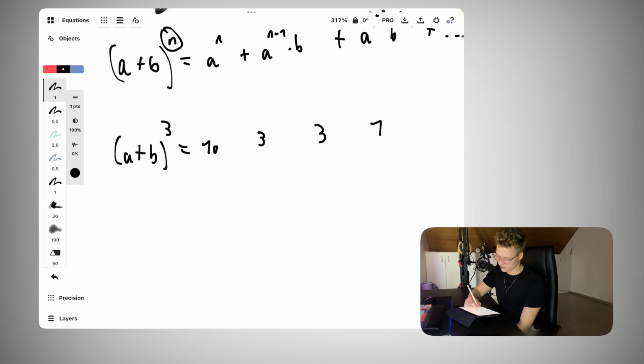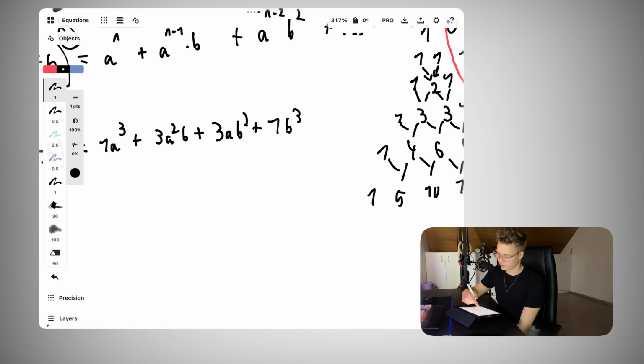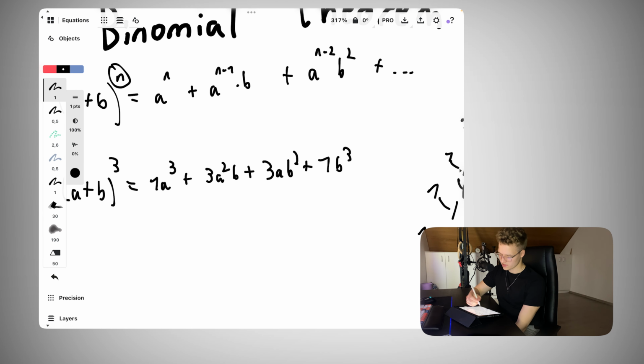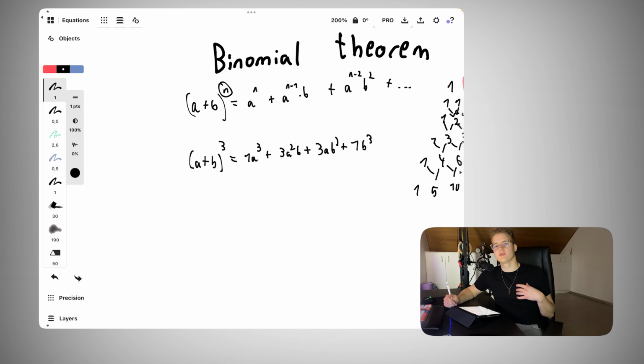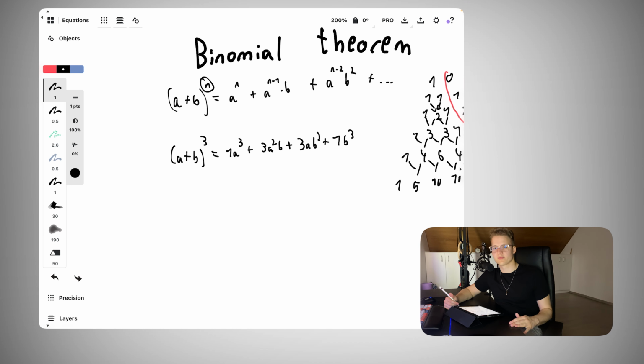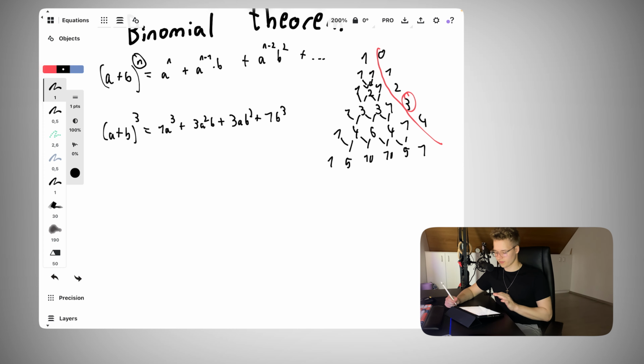And the first term is going to be a to the power of 3. The second term is going to be 3a squared b. And the third one is going to be 3ab squared, or ab squared, sorry, 3ab squared. And last one is going to be b to the power of 3. So that's how you would expand it, and that's basically how the binomial theorem is gonna work, and that's a very, very brief explanation. But it should be enough for you to solve exercises.